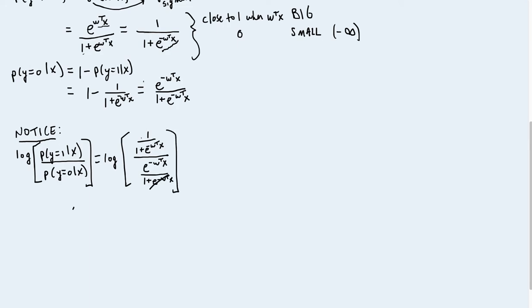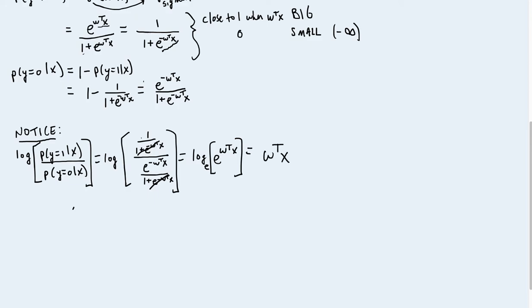Well, first let's simplify the fraction. These cancel out, and I'm going to flip the sign of this, e to the negative w transpose x, bring it into the numerator. That's just log of e to the w transpose x, which, since every time we write log it's really base e, well, that's just w transpose x.